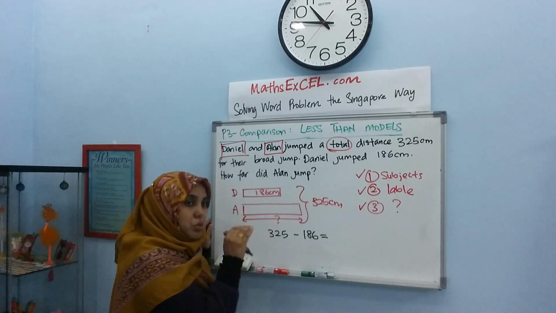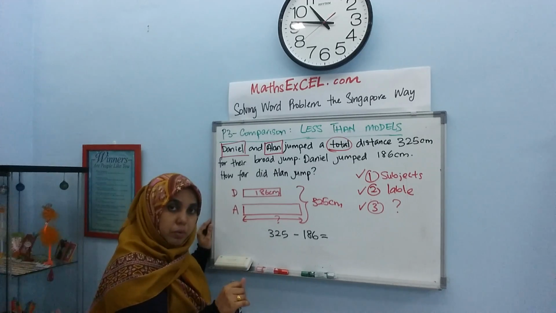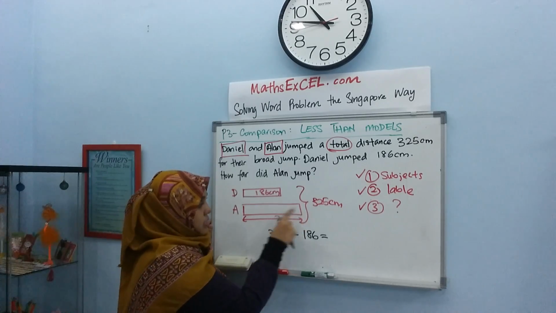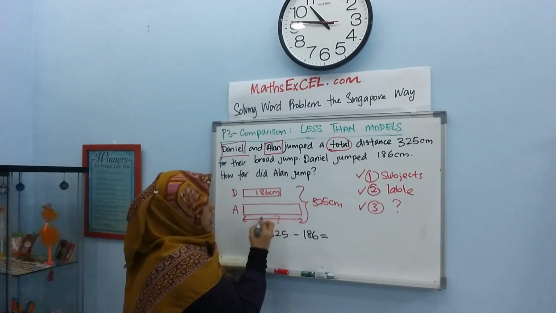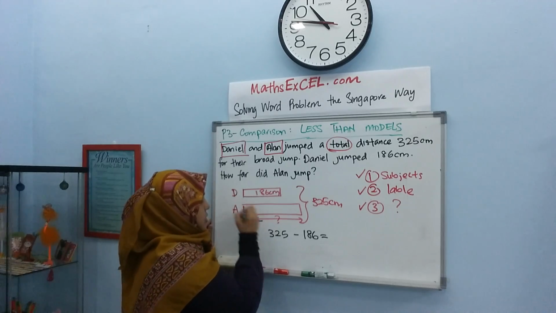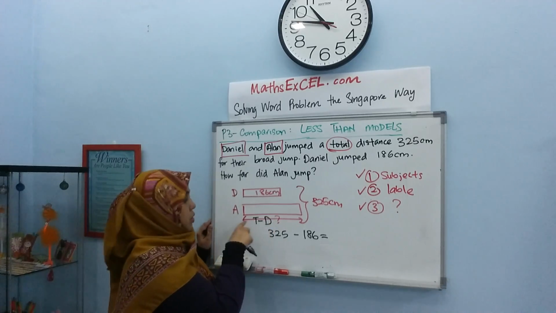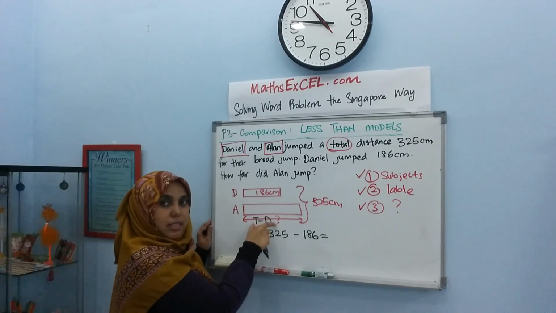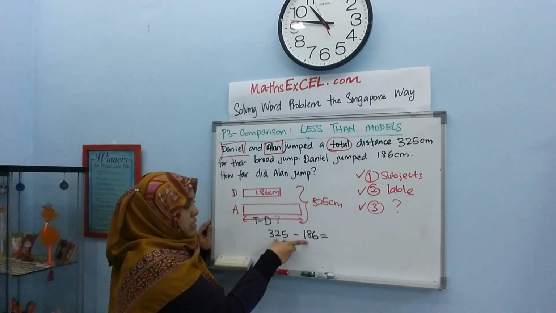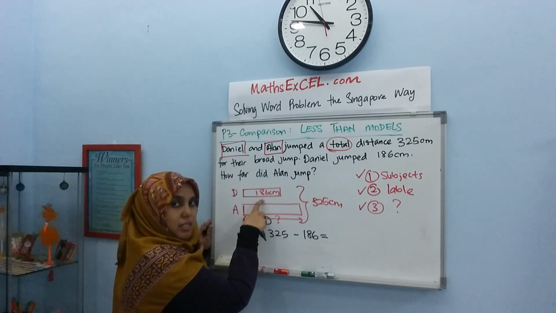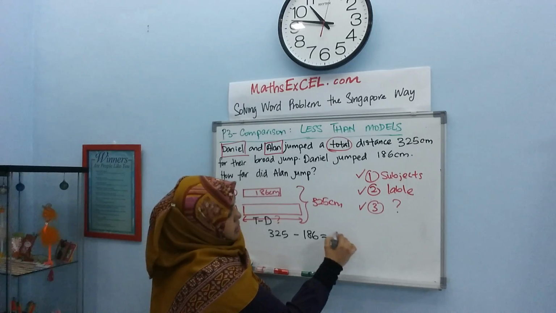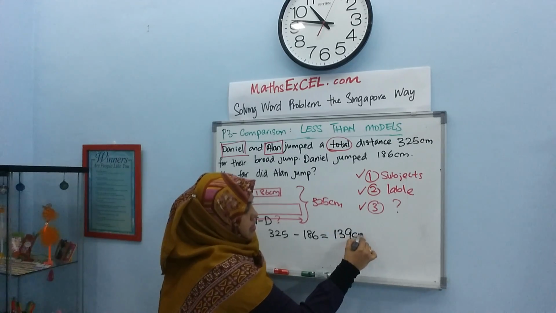So for those slower ones, I would always go to the question mark and ask them, this is the total. So I will say total minus Daniel to get the question, which is your Alan. We write what needs to be done. So in this case, it is your total minus 186. You get them to do their working by the side, and the answer will be 139 cm.